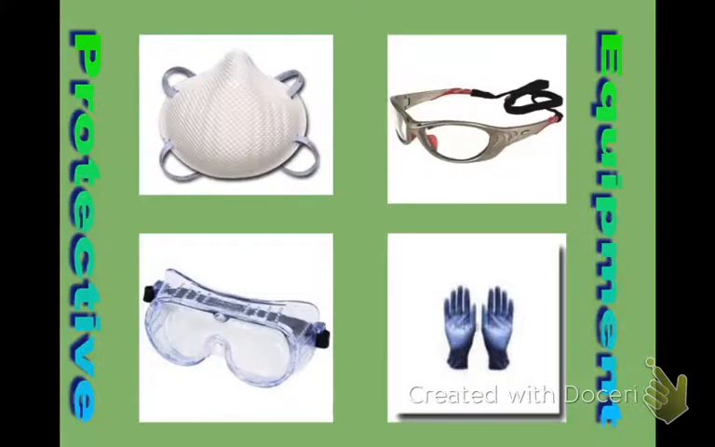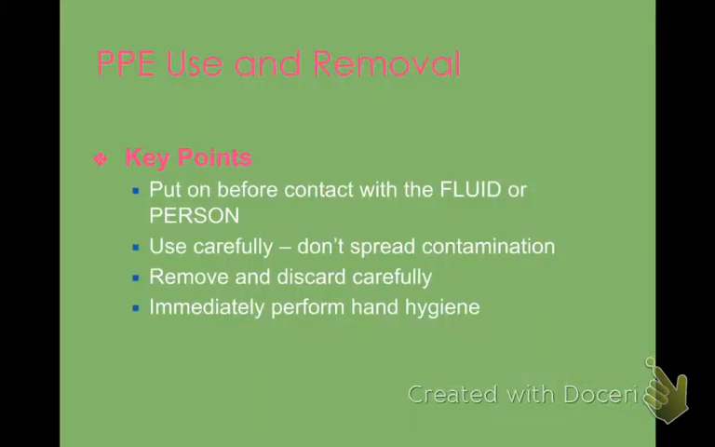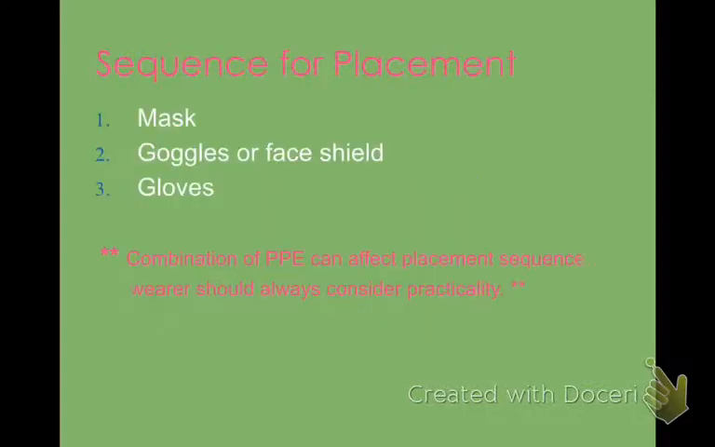If somebody vomited, you should have a mask on for that, and possibly goggles, but definitely always have the gloves on. You want to make sure that you put the PPE on before you come in contact with any of the fluid and the person, because you don't want to spread that contamination. And you also want to make sure that you discard any PPE into the trash can and then perform hand hygiene. So washing your hands is very important when you're done cleaning everything up.